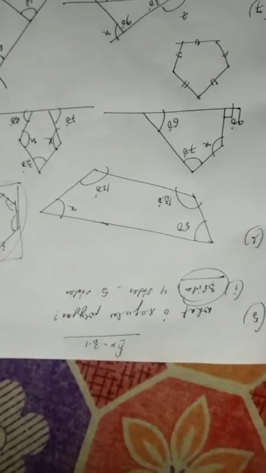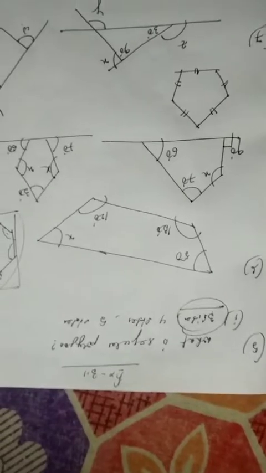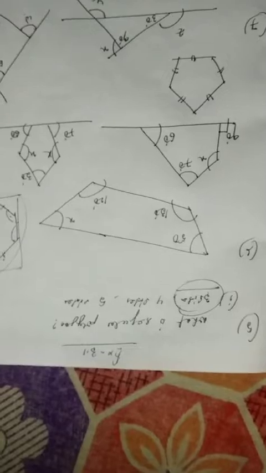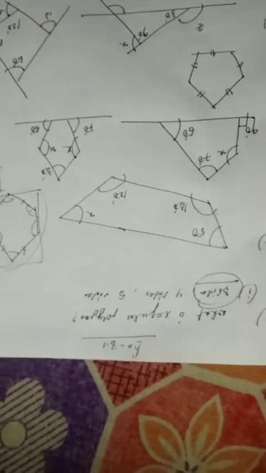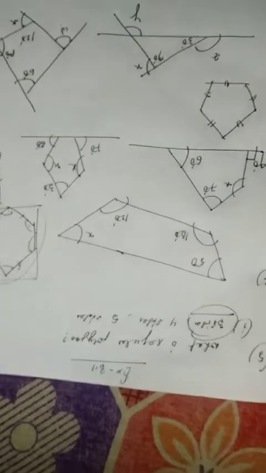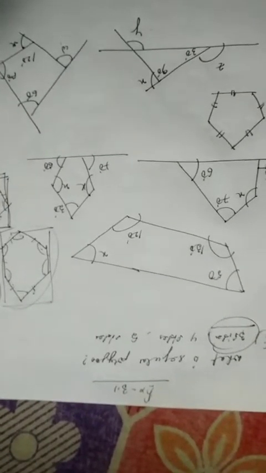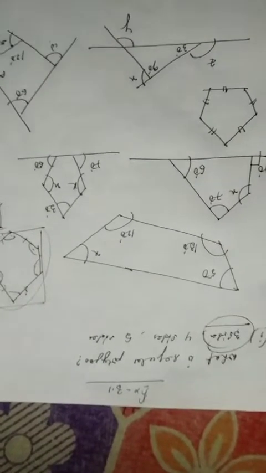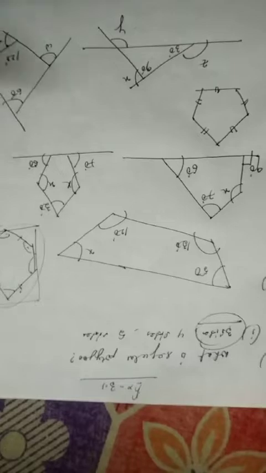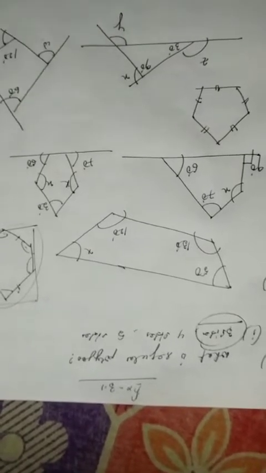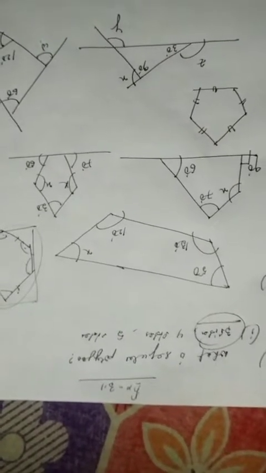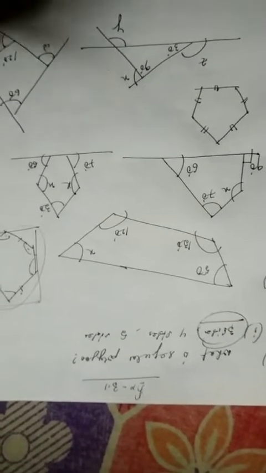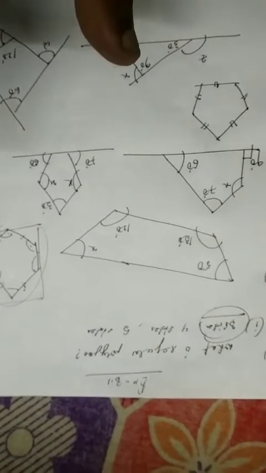That is an example. So here, children, in question number 6 there are some figures and you have to find the measure of the unknown angles, the angles which are not mentioned. The very first thing is to identify which category the figure belongs to, whether it is a triangle, a quadrilateral, a pentagon or a hexagon. That needs to be found first. And we have the formula: number of sides minus 2, into 180. By using this formula, we can find the measure of all these unknown interior angles.